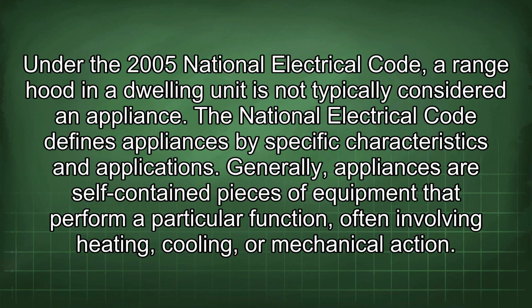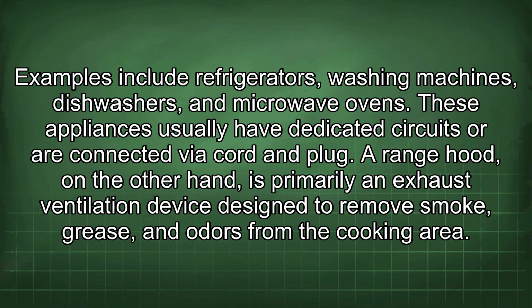Under the 2005 National Electrical Code, a range hood in a dwelling unit is not typically considered an appliance. The National Electrical Code defines appliances by specific characteristics and applications. Generally, appliances are self-contained pieces of equipment that perform a particular function, often involving heating, cooling, or mechanical action. Examples include refrigerators, washing machines, dishwashers, and microwave ovens. These appliances usually have dedicated circuits or are connected by cord and plug.